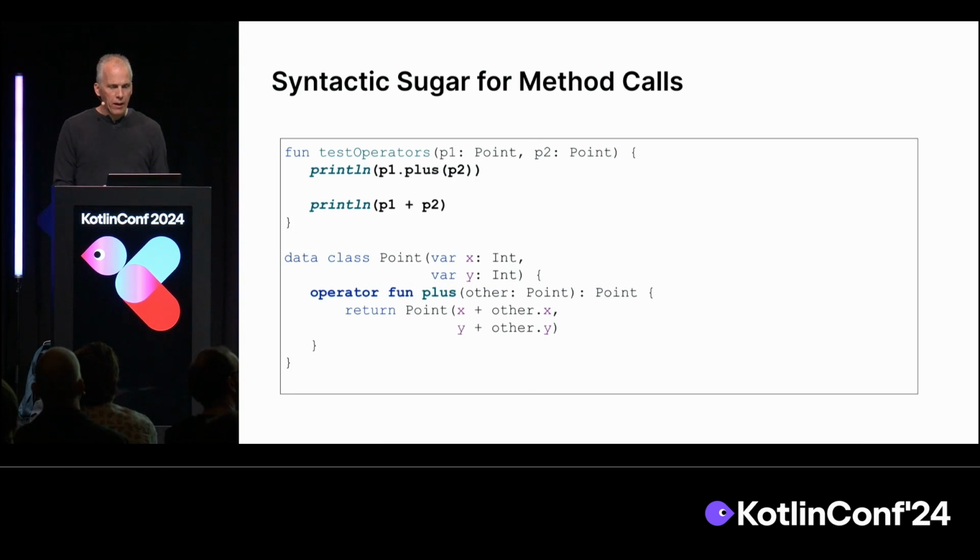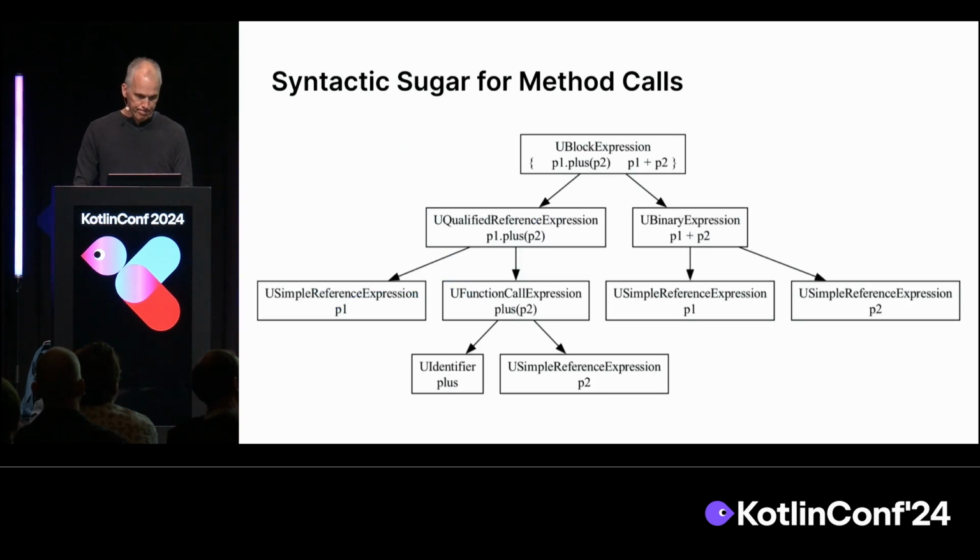Another wrinkle to think about is that in Kotlin, you have features like operator overloading. So here we see two equivalent calls, P1 plus P2 and P1 dot plus P2. These are both going to compile down to exactly the same thing. But now let's take a look at the ASTs.